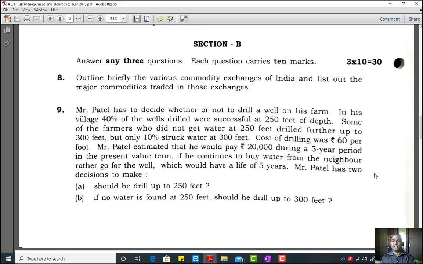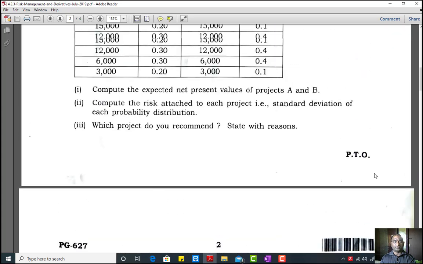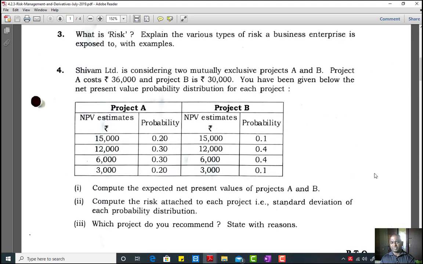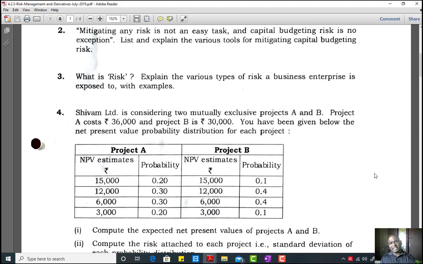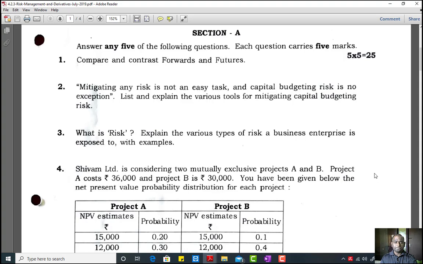So 15 plus 10, 25 marks. In 5 marks, again one capital budgeting problem. So 25 plus another 10, 35 marks will come in the capital budgeting. Apart from that, the rest of the balance will be from other chapters.